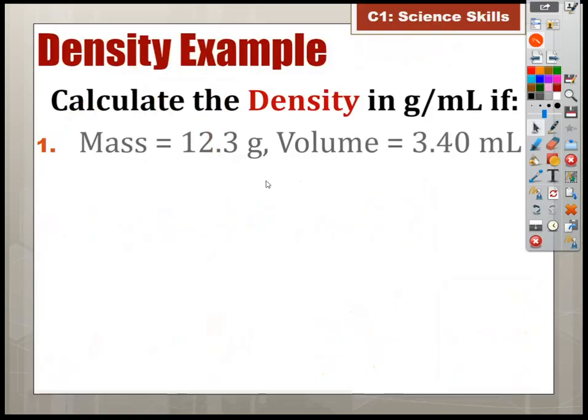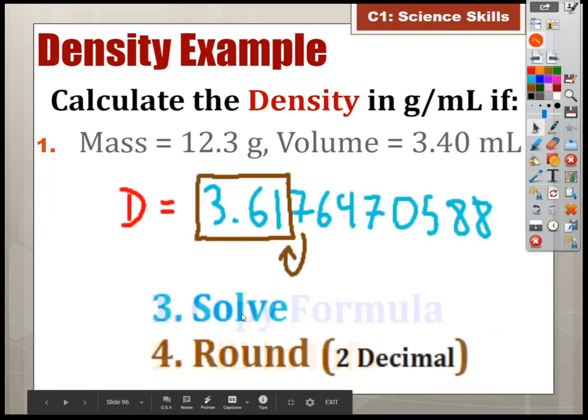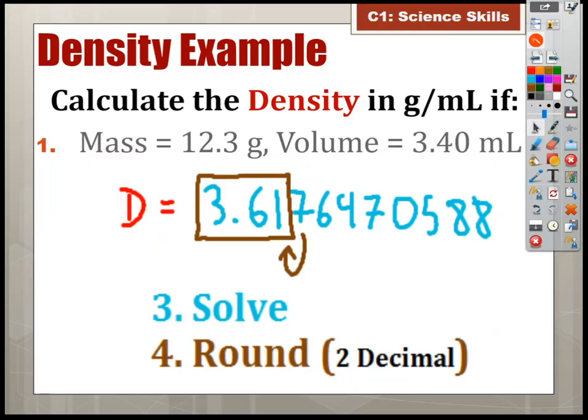Now, calculating the density. This is plug and play algebra. It shouldn't be that challenging. It should be very easy for you to do. You copy the formula, you fill in the info. You then solve, and you want to round. Now, for now, round to 2 decimal places. You will learn how to round properly tomorrow, but don't worry about it now.